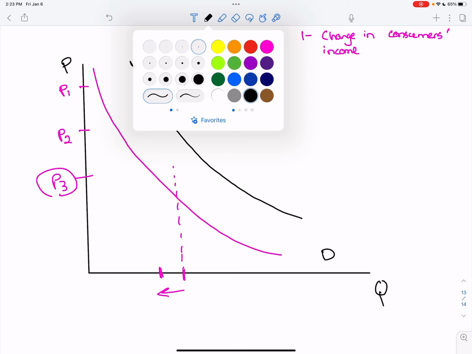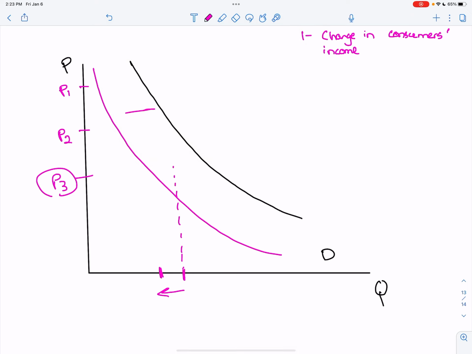There is a shift to the left in our demand curve when consumers' income goes down. And of course, if consumers' income goes up, then you would just have a rightward shift in the demand curve. Quantity demanded of running shoes will increase at every price when consumers get richer.